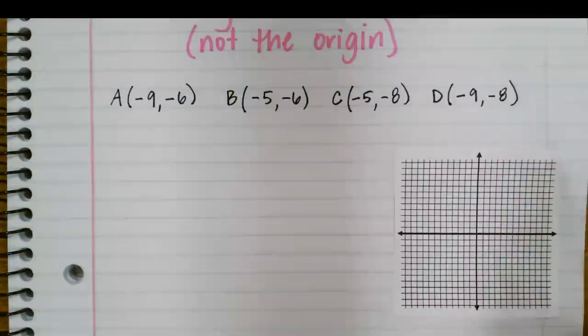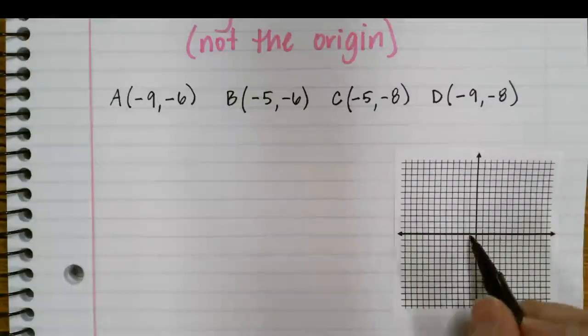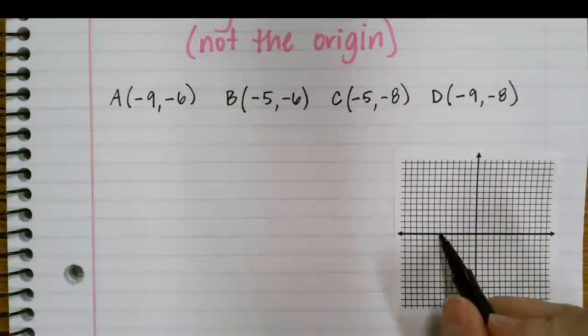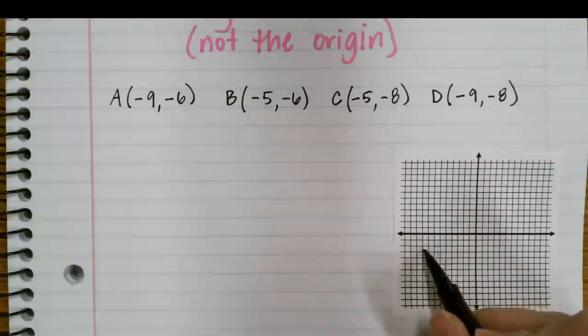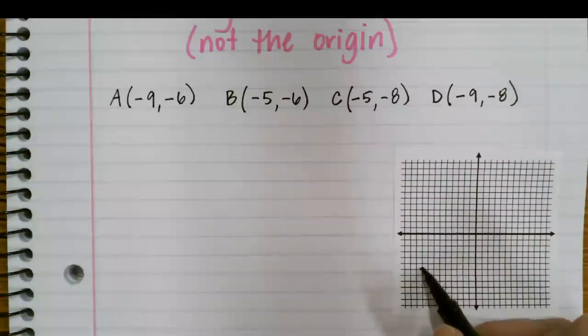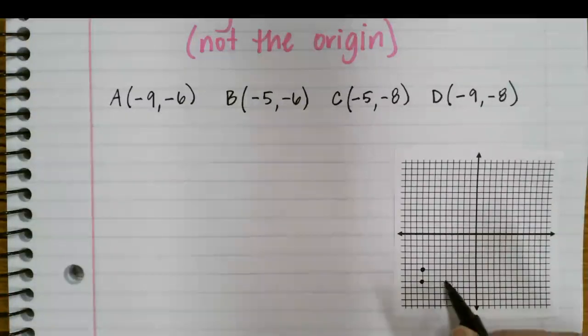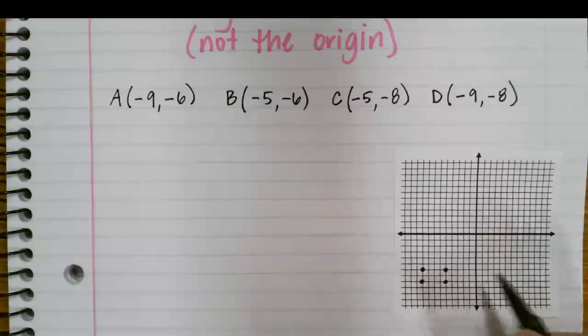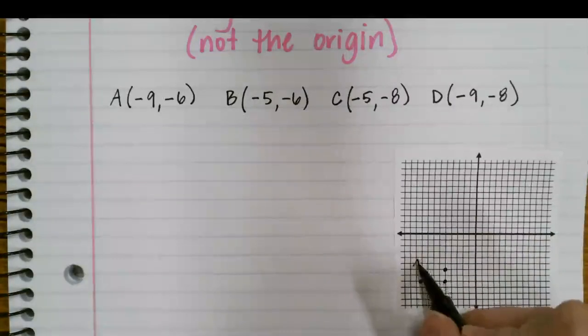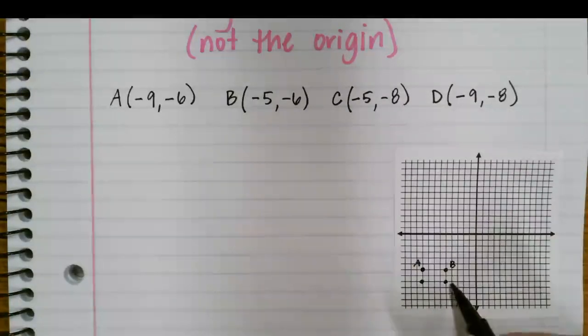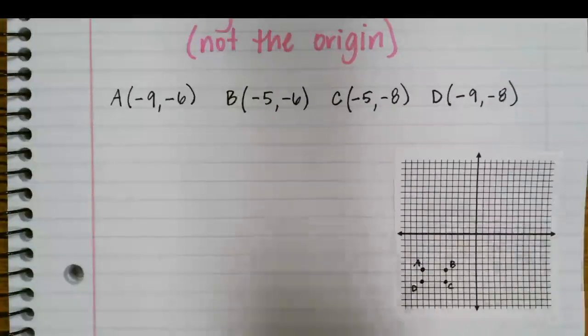All right, so first thing I'm going to do is plot my points. So 1, 2, 3, 4, 5, 6, 7, 8, 9. 1, 2, 3, 4, 5, 6. So here's A. And then D should be just right down here because it's -8. So 9, 8, 7, 6, 5. So my other two should be right here. So here is A, B, C, and D.